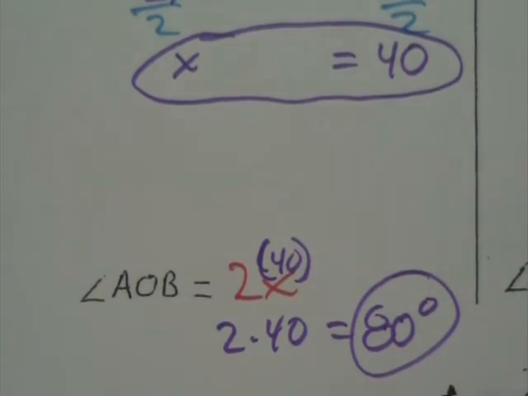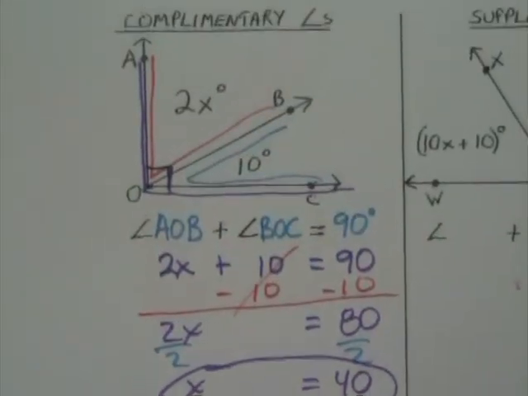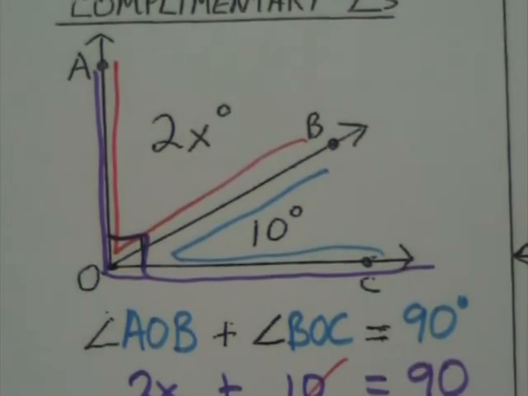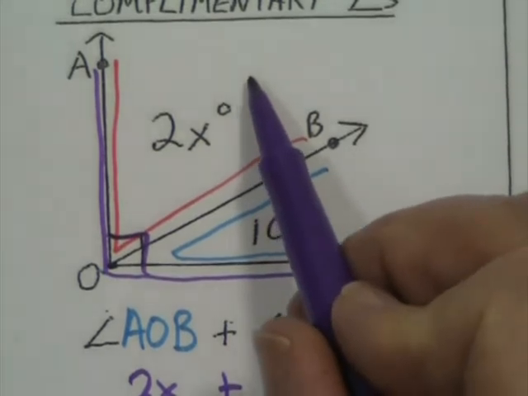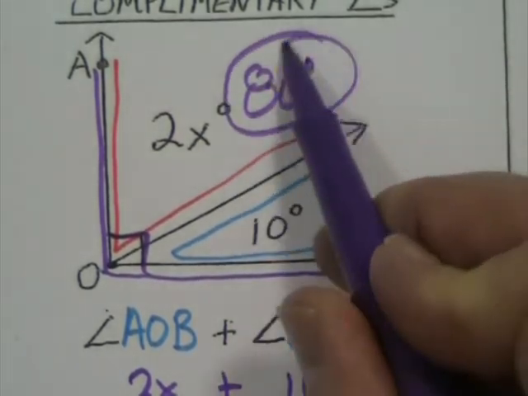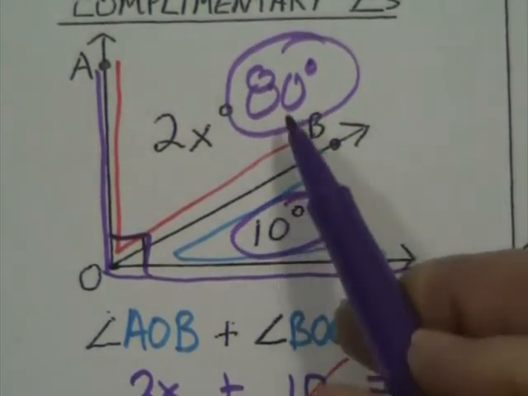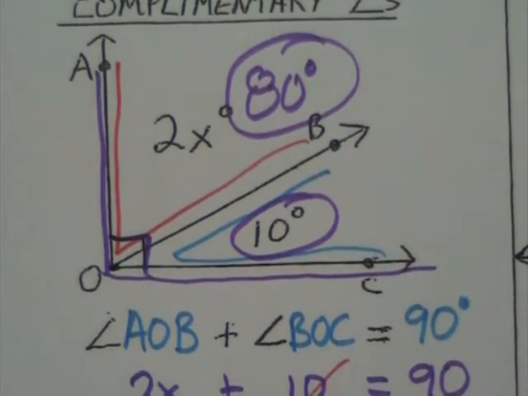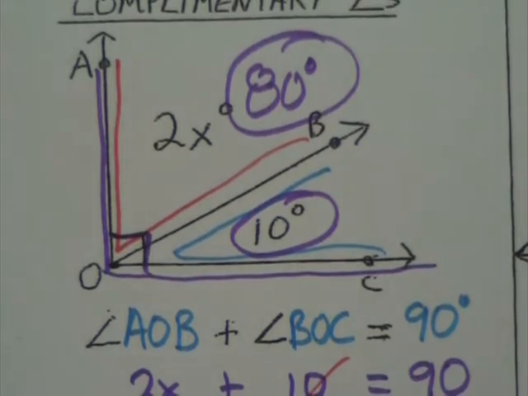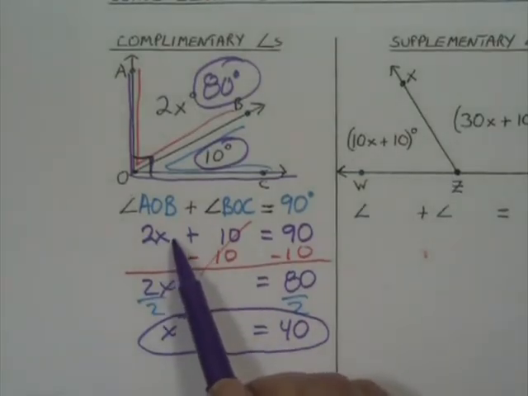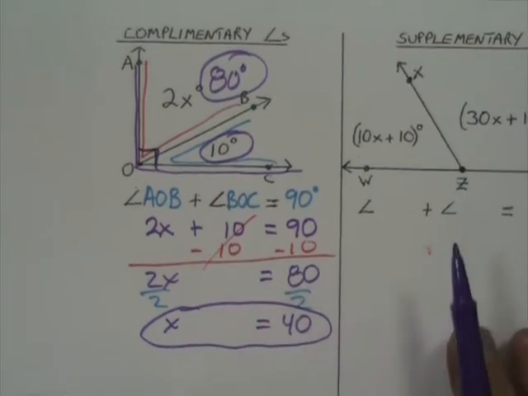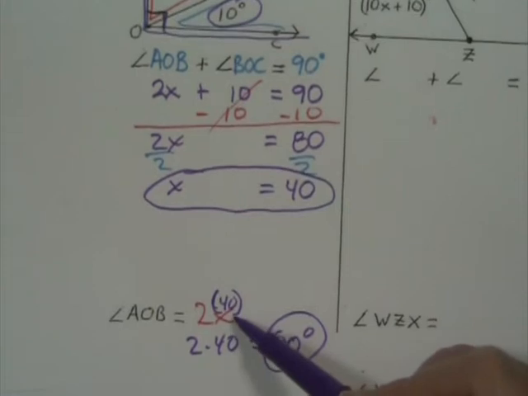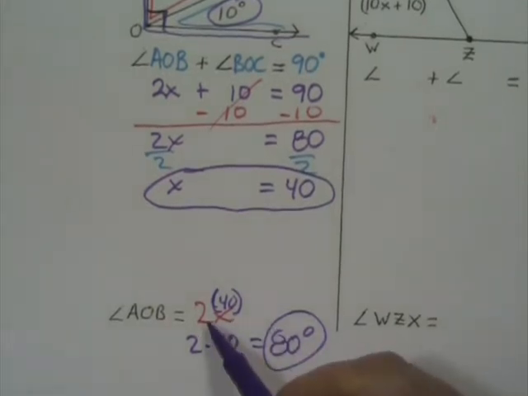Now if we go back up and check that, you can see that it would have to be 80 degrees, because look, this is 10 degrees, and 10 degrees and 80 degrees makes 90 degrees. So it does work out. So we solved for x, and then we substituted x in to find out the missing angle, substituted into the expression.